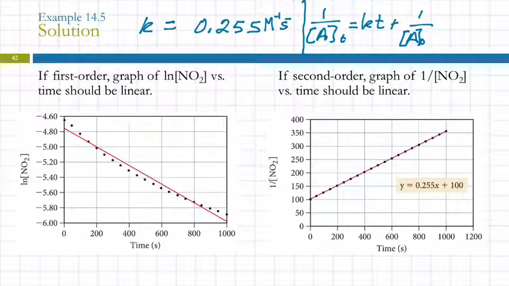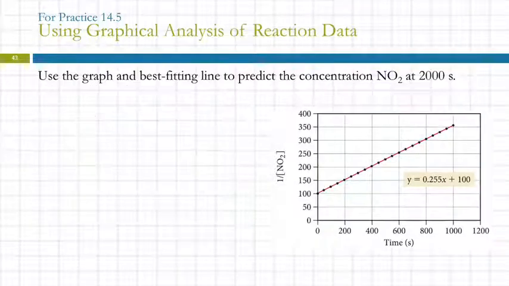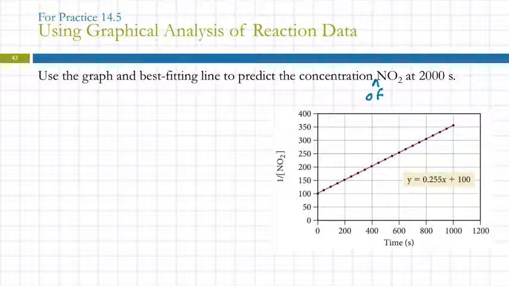So remember 0.255. Oh, I don't have to remember, it's there. Okay. Use the graph and best fitting line to predict the concentration of NO2 at 2,000 seconds. So we want to find the concentration of NO2 at 2,000 seconds. So t equals 2,000 seconds.